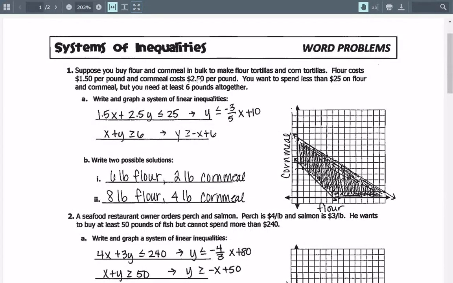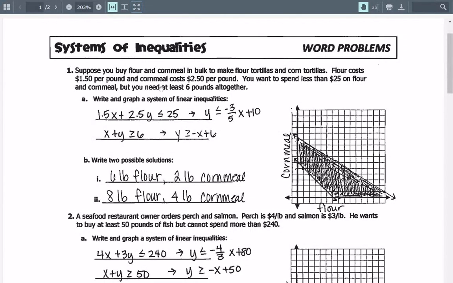Now we write our equations. The first equation is about money. $1.50 times the pounds of flour plus $2.50 times the pounds of cornmeal needs to be less than or equal to 25 because we want to spend, it says less than $25. So really, I probably should just have a less than and not a less than or equal to.